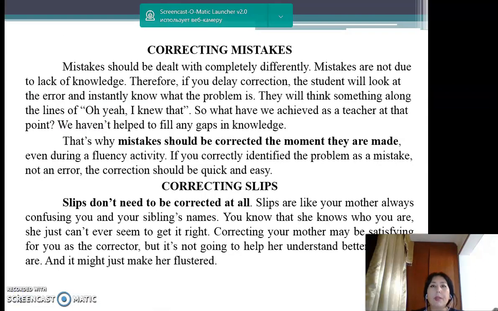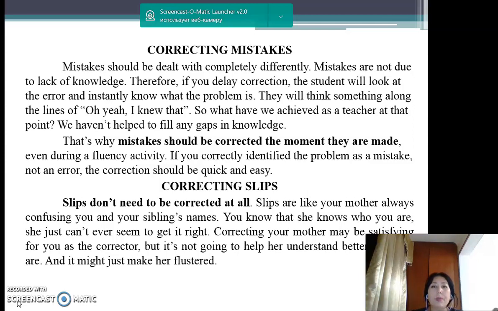Let's talk about correcting mistakes. Mistakes should be dealt with completely differently. Mistakes are not due to lack of knowledge. Therefore, if you delay correction, the student will look at the error and instantly know what the problem is. They will think something along the lines of, "Oh yeah, I knew that." So what have we achieved as a teacher at this point? We haven't helped to fill any gaps in knowledge.